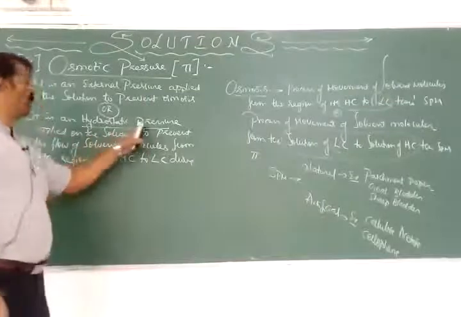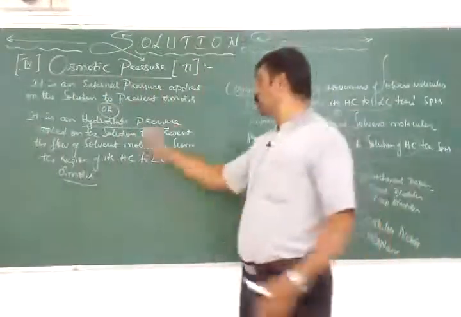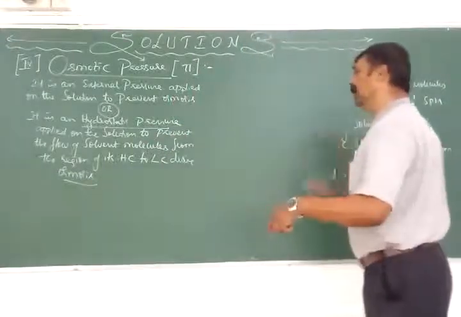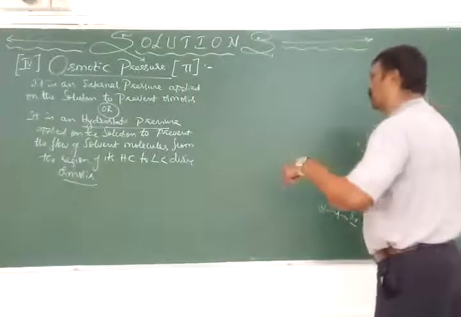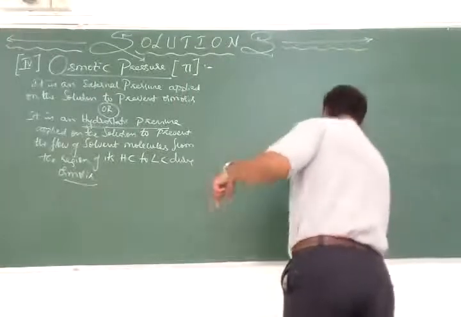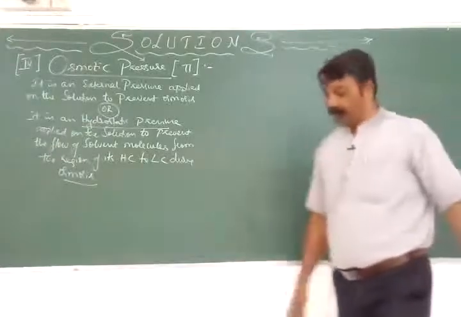External pressure is the hydrostatic pressure that has been applied on the solution side, just to prevent the flow of the solvent molecules from the region of higher concentration to the lower concentration through the semi-permeable membrane during the phenomenon called osmosis. Okay.